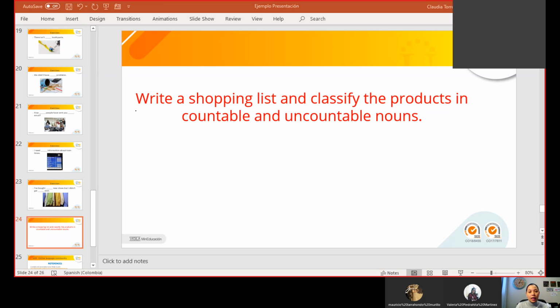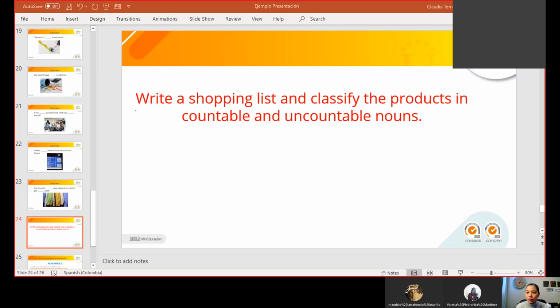Another thing: for negative, we can use any, for plural nouns. For example, I don't have any eggs here. Or we can use a singular form.